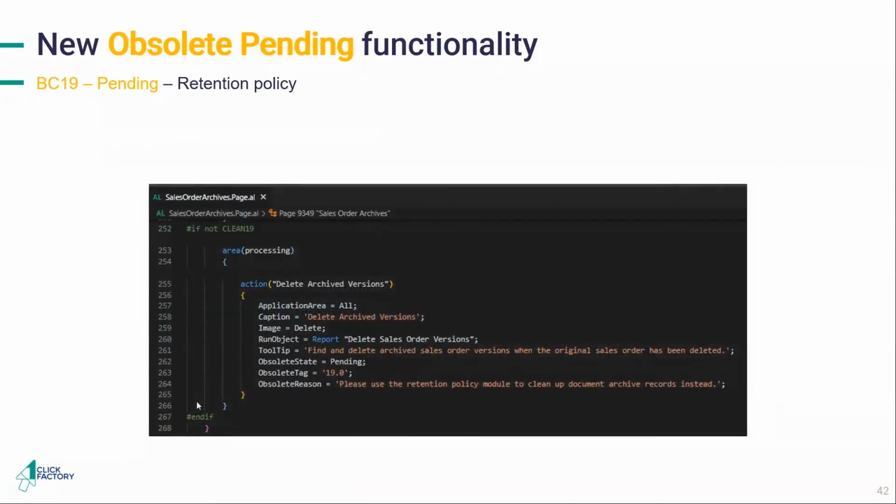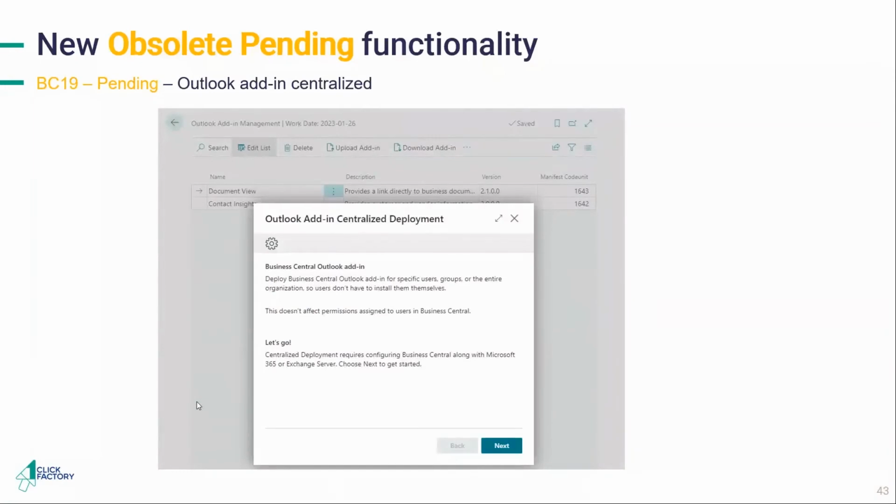So you see, the action to delete archived versions in sales order archives is marked as pending with the preprocessor symbols also, so this will not be visible anymore. Then the Outlook add-in is centralized, so all references to Outlook are being removed and marked as pending, because Microsoft introduced centralized deployment of the Outlook add-in, and this should be used only in the newer versions.